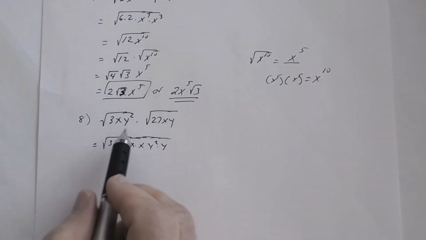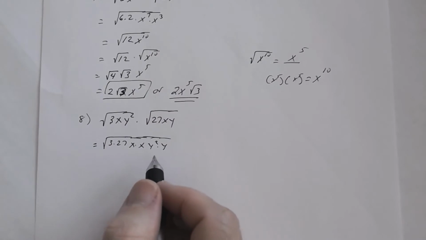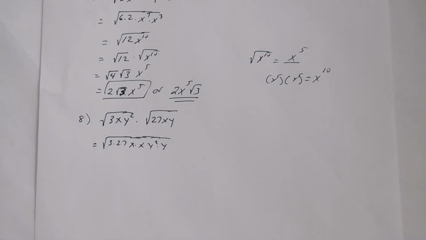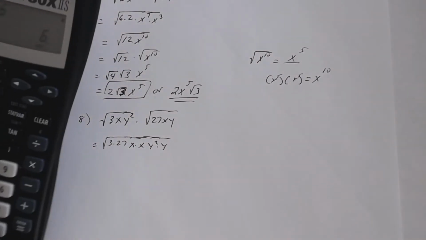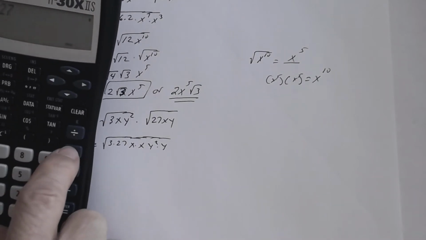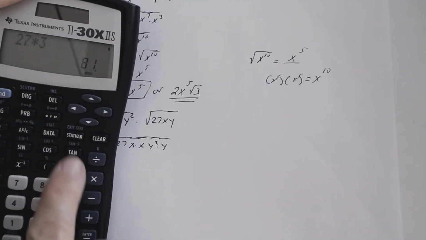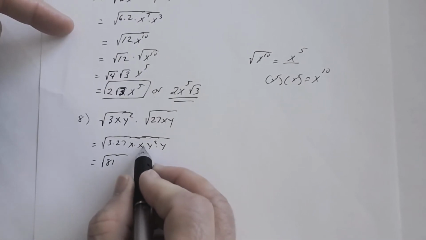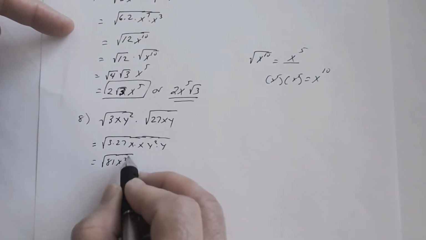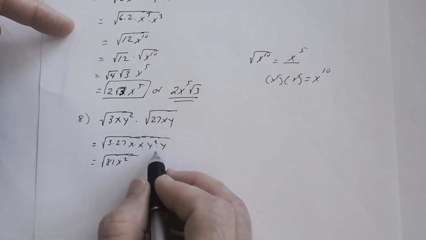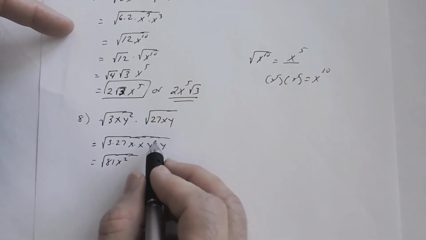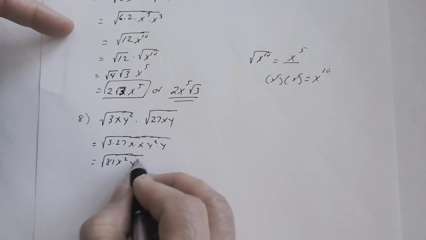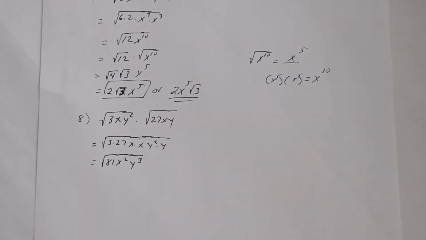So 3 times 27, use your calculator with that. If you can't think about it real quick, just use your calculator. 3 times 27 is 81. So I get the square root of 81. x times x is x squared. y squared times y. Remember, when you multiply like bases, you add exponents. 2 plus 1 is 3. y cubed. Okay, so that's where I'm at.